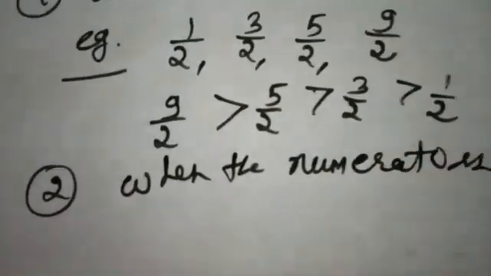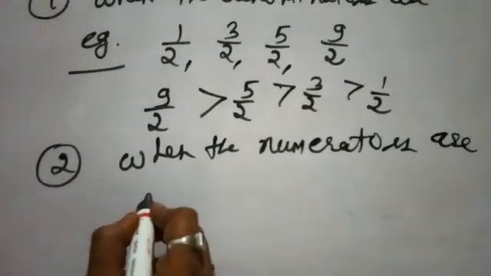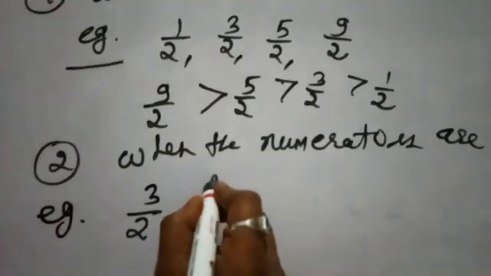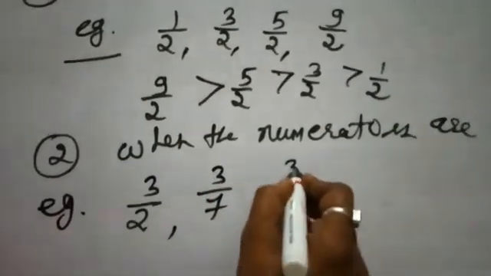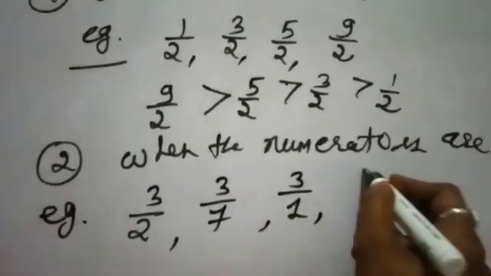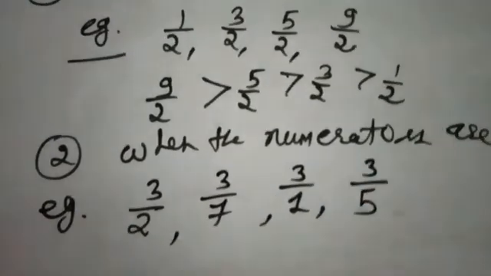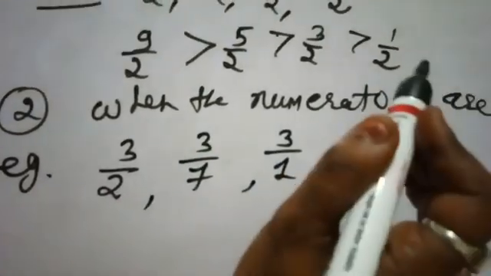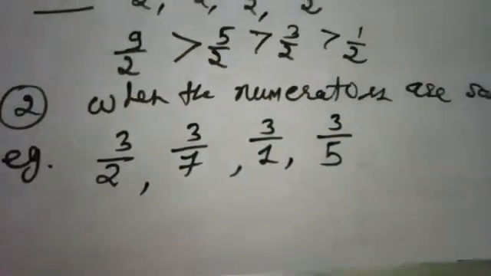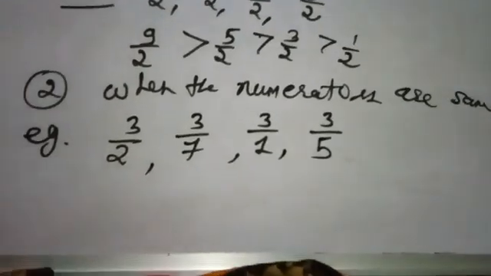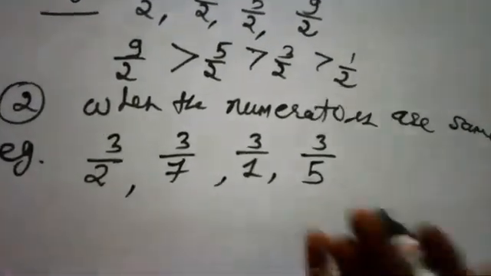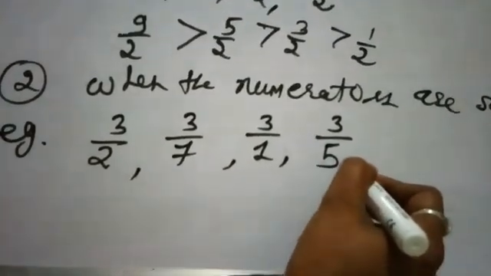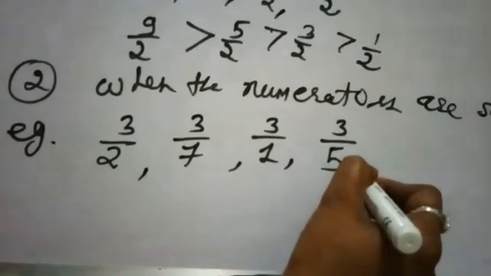Our second condition is when the numerators are the same. See some examples: 3 by 2, 3 by 7, 3 by 1, then 3 by 5. Here 4 fractions are there, and all have the same numerator. So when the numerators are the same and the denominators are different, how can we identify the bigger fraction? In this condition, the fraction with the bigger denominator is smaller.